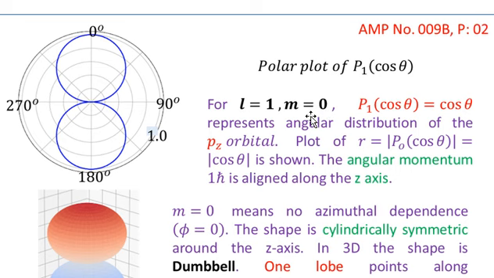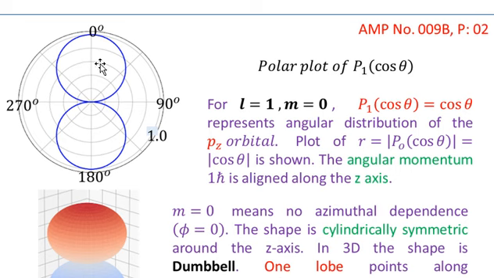So here we are talking about L is equal to 1 with the first choice that M is equal to 0. If you put the value of L is equal to 1 and M is equal to 0 in the formula that we have discussed in slide number 9a, you will notice that we have the polynomial P1 of cos of theta, because cos of theta is the argument of the polynomial. So P1 of cos of theta is equal to cos of theta. So this will represent the angular distribution of a pz orbital. Pz orbital means that this is an orbital which is aligned along the z-axis.